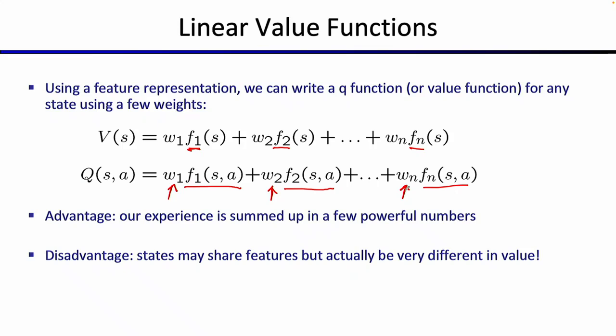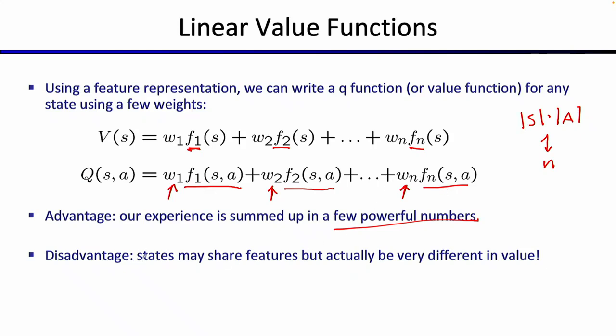Before, the number of parameters was number of states times number of actions. We basically could change each state directly. But here we just have n parameters. So we've gone from this to this, which is now quite a cost saving. And it can be summed up in a few powerful numbers.